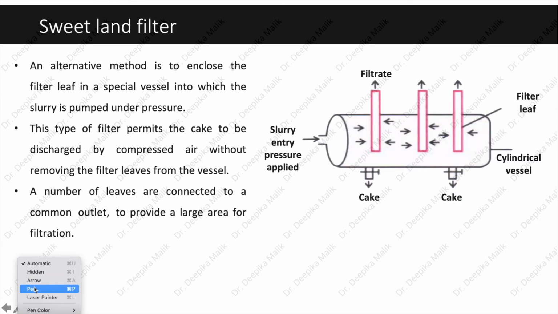Let's see what the Sweetland filter is. This filter has been designed with such a system that we do not have to stop the filtration process as the cake deposits on the filter. With this kind of setup, the cake is removed parallelly without any stoppage. In this, there are a number of filter leaves which are enclosed in a special vessel into which the slurry is pumped under pressure. This type of filter permits the cake to be discharged by compressed air without removing the filter leaves from the vessel. A number of leaves are connected to a common outlet to provide a large area of filtration.